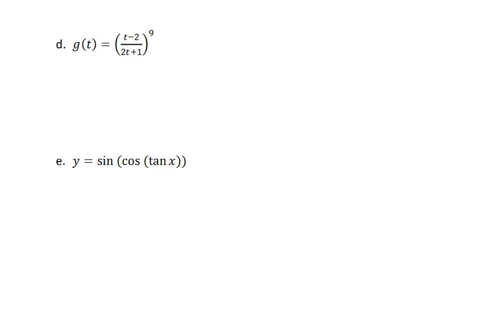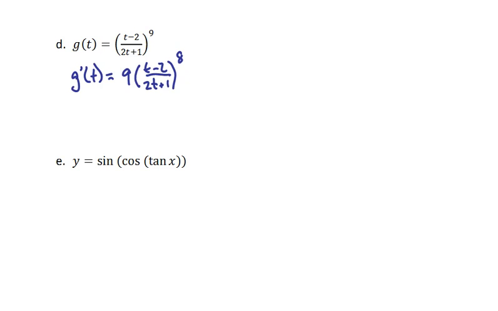Alright, in this video I'm going to continue with problem 5D, which is a chain rule, but the inside function is a quotient, so I'm going to need a quotient rule within a chain rule. So g prime of t is equal to, I'm going to bring down the 9, leave the inside alone, reduce the 9 to an 8, and that's taking the derivative of the outside, leaving the inside alone.